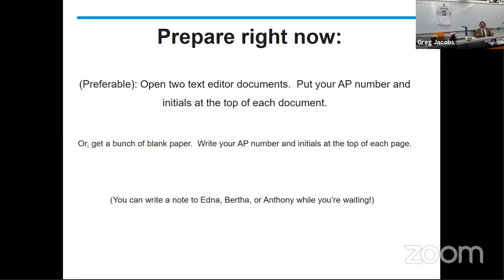Pretend this is real. Open up 2 text editor documents. That means Microsoft Word, or it means just your text editor, whatever you write in. Google Docs is fine. Notes is fine. Put your AP number and initials at the top of the document. If you go extra pages, it doesn't matter because you're going to copy and paste this. If you're going to do the handwriting submit, then take a piece of paper and write your AP number and initials at the top of each page.